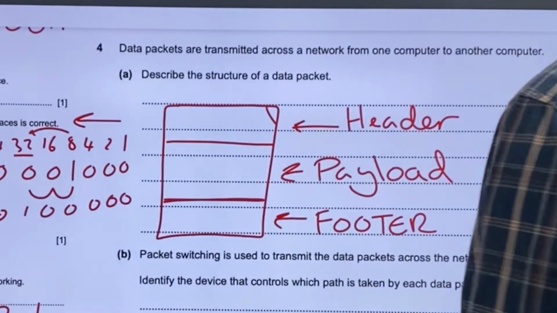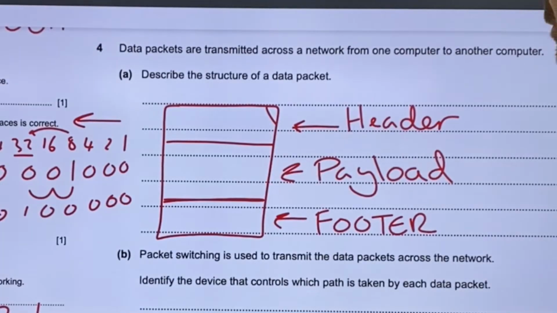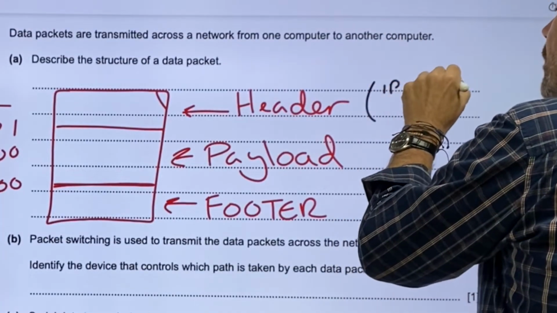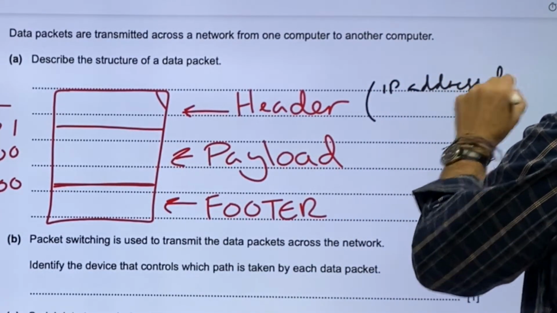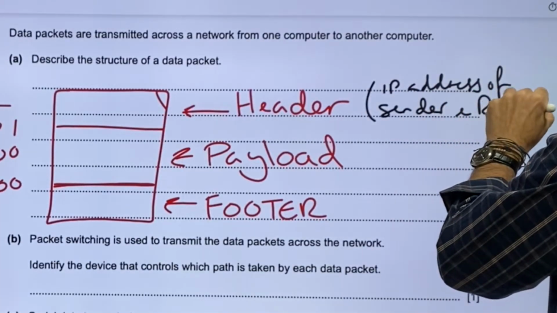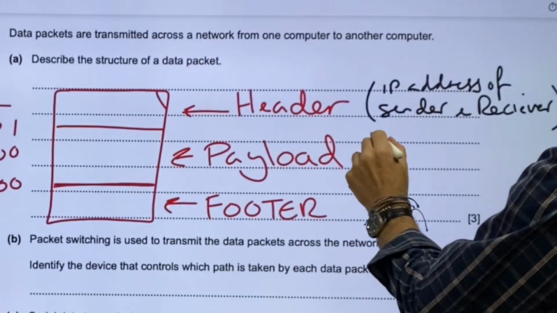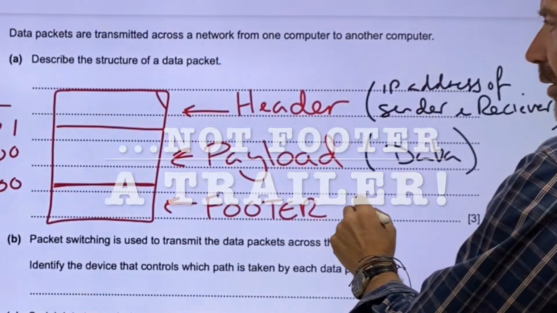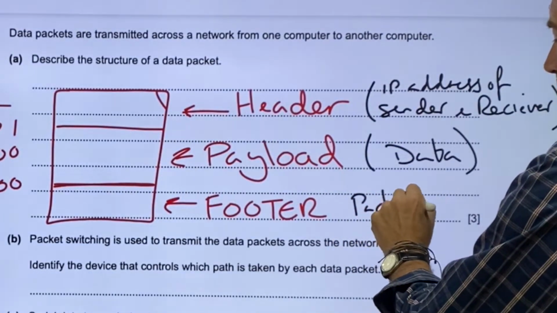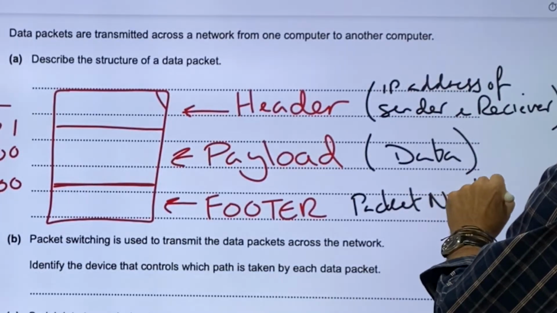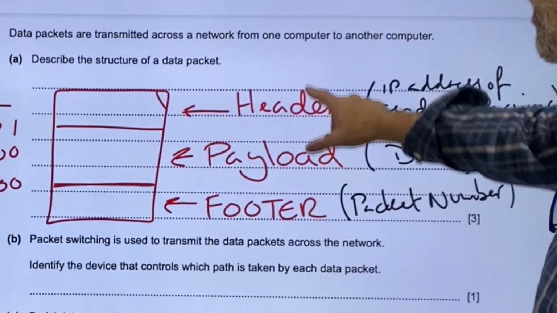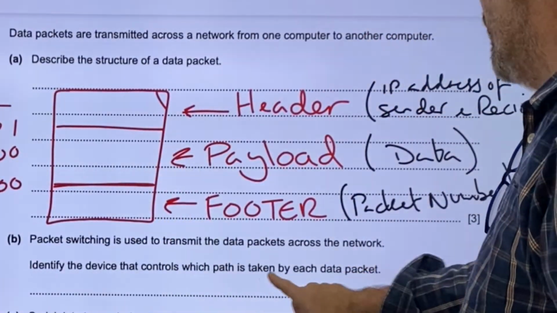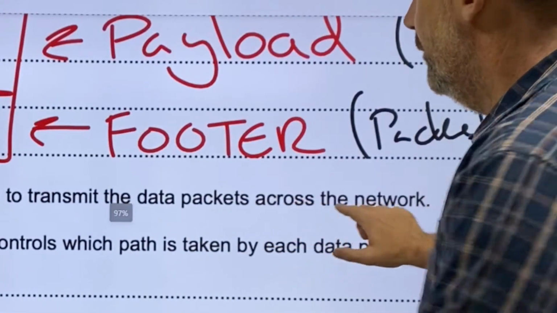Okay, so describe the structure. Well, I think the header sometimes has the IP address of sender and receiver. This has got the data, and that might contain packet number, and maybe some kind of error checking. I think we can get away with just those 3 words. So that is my packet. Okay, packet switching. Let's come back up here. Oh, hello.